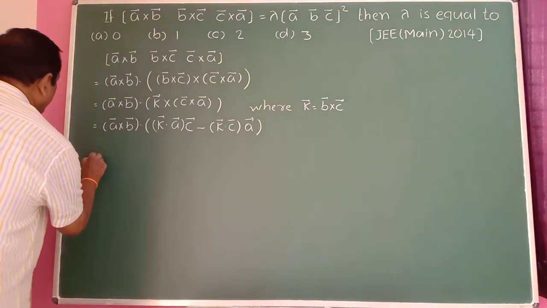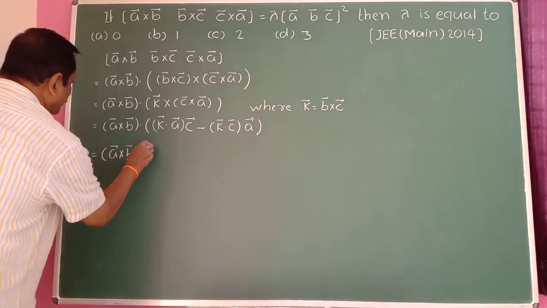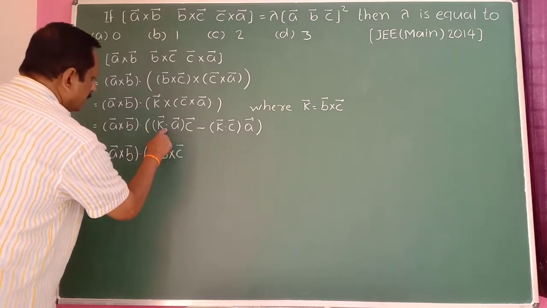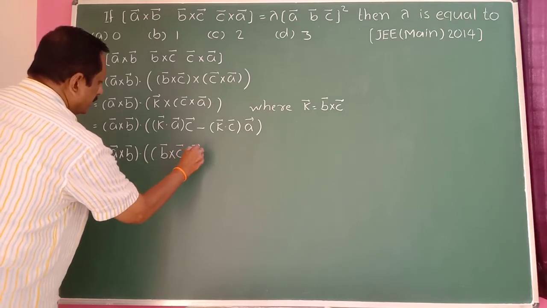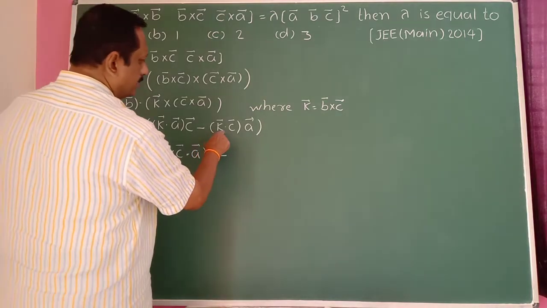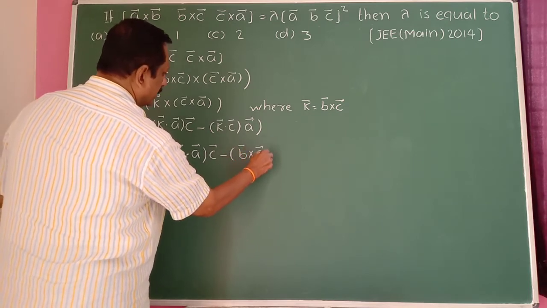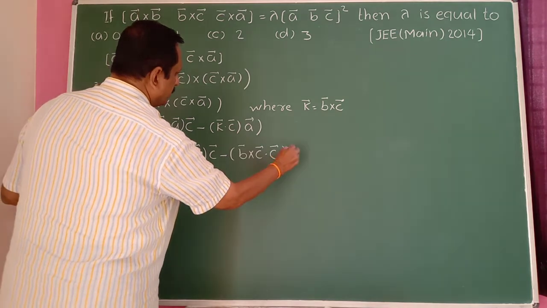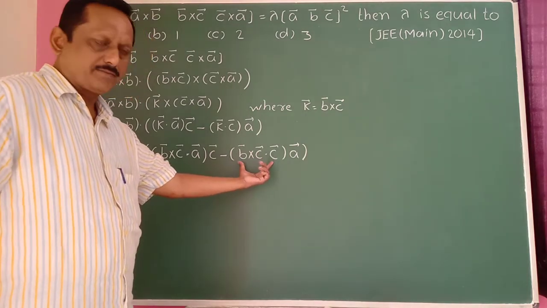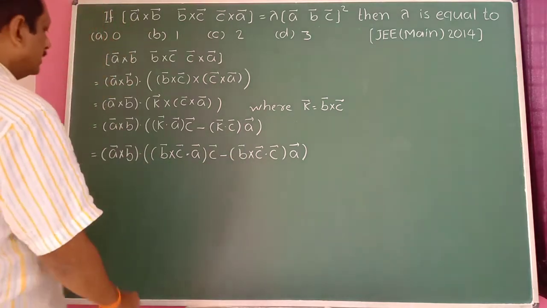So therefore this is equal to A bar cross B bar dot of B bar cross C bar dot A bar into the vector C bar, minus of K bar dot C bar, K is B bar cross C bar, dot C bar into the vector A bar. And here this is a scalar triple product. If two vectors are identical, then the value becomes 0.